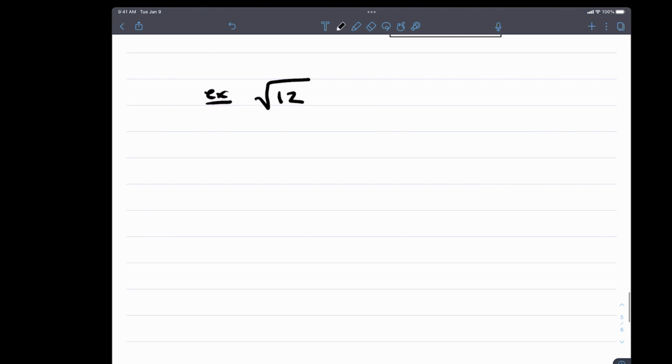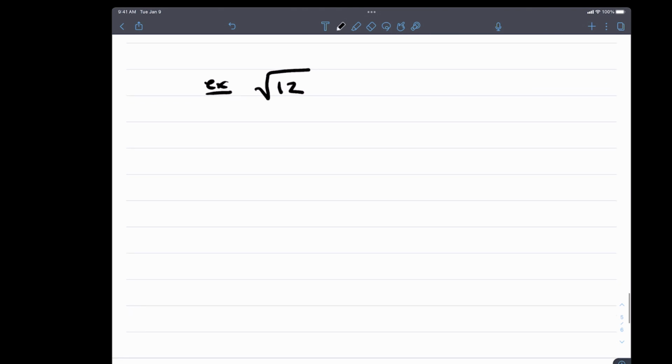Okay, what's my point again? I think I had a point. But when you get old, you forget your point. What's the point? Anyway, square root of 12. We're going to simplify it.